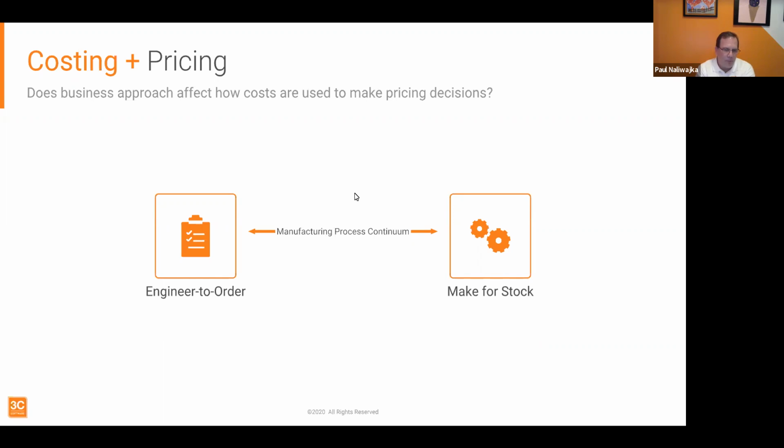Right. What about, have you worked with companies that used to be a make-for-stock shop and then had to transition based on market customer requirement to more of an engineer-to-order specialized kind of environment? And if so, did their costing have to change? Did they do it more frequently? Right? Have you seen any of that?